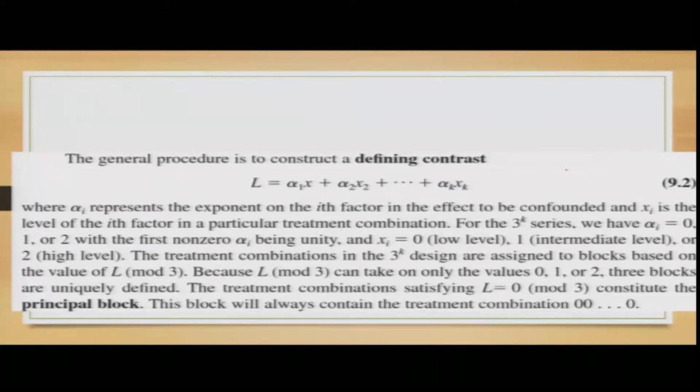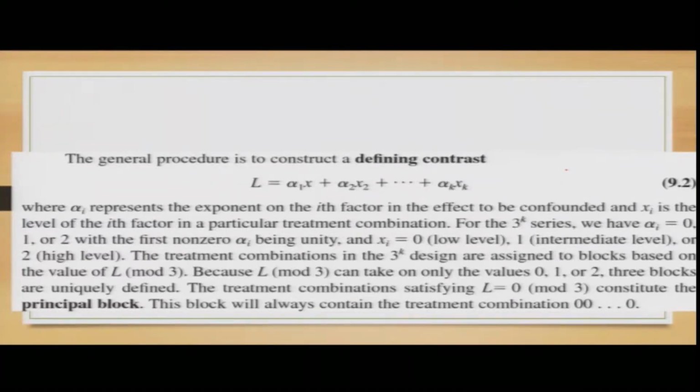The treatment combinations in the 3 to the power k design are assigned to blocks based on the value of L. So obviously, it would be mod 3 depending on 3 factors, mod 4 if there are 4 factors, mod 5 depending on 5 factors, and so on. Because L, which is mod 3, can take only the values 0, 1, 2, and higher values correspondingly increase. So, these 3 blocks are uniquely defined. Once they are uniquely defined, you can find out the combinations accordingly.